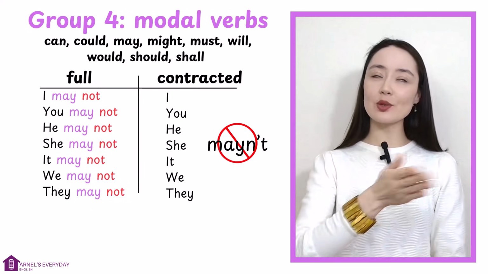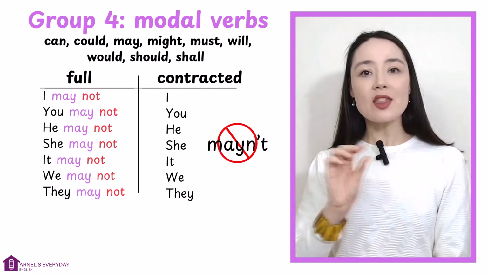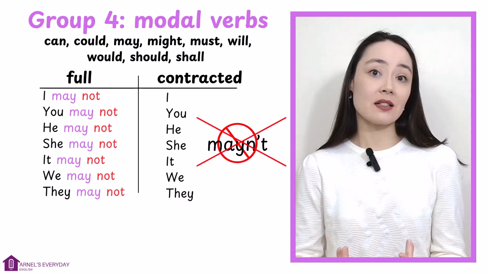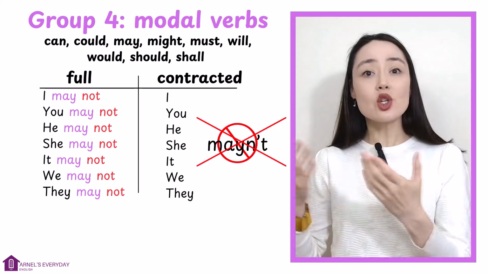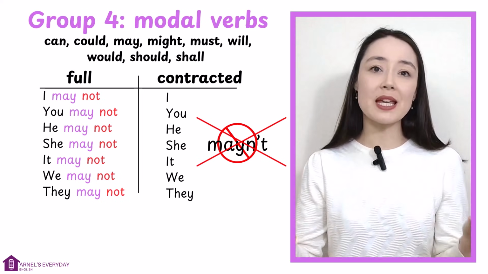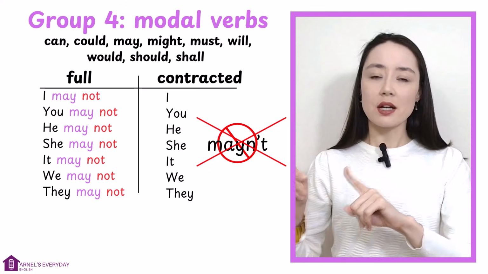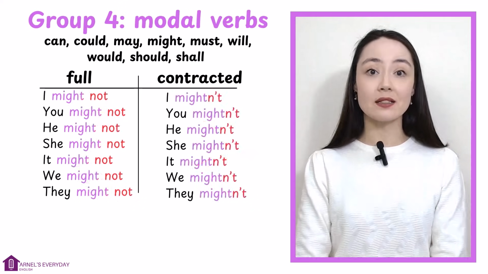Let's move on. Let's get through these modal verbs. May. With this modal verb, there is no contraction. We cannot say mayn't. You mayn't. I've only added this in today's lesson to show you all the modal verbs in one place, but there is no may not contraction.